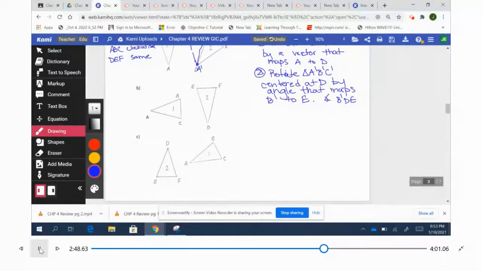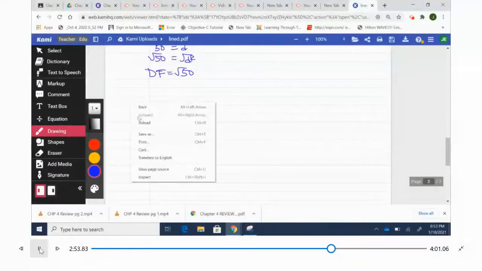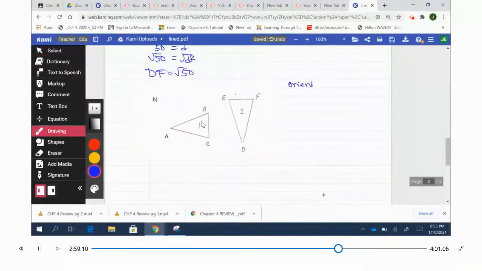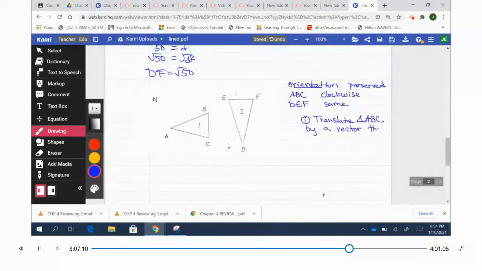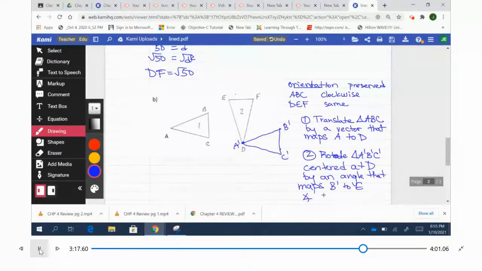Okay. All right, so for B, I'm going to take it over to the scrap paper over here. Now I checked orientation first on this. They're both clockwise. All right, D, E, F, A, B, C, they're clockwise. So we're going to translate, okay, to map A to D, right there. Okay, that's approximately where I think it's going to land. And now we're going to rotate so that B lands on E. But we've got to center it at D. Make sure we mention center and say angle in there.